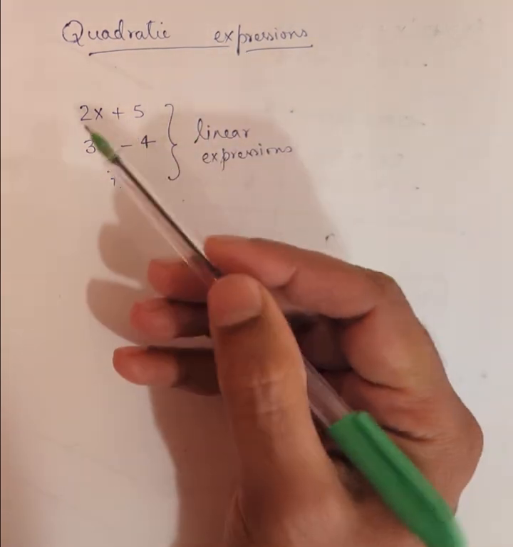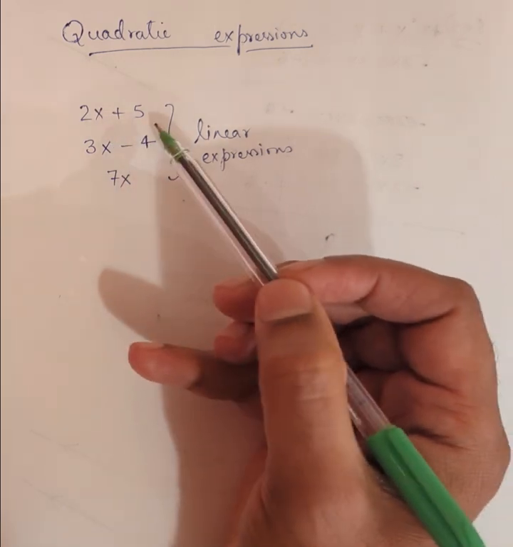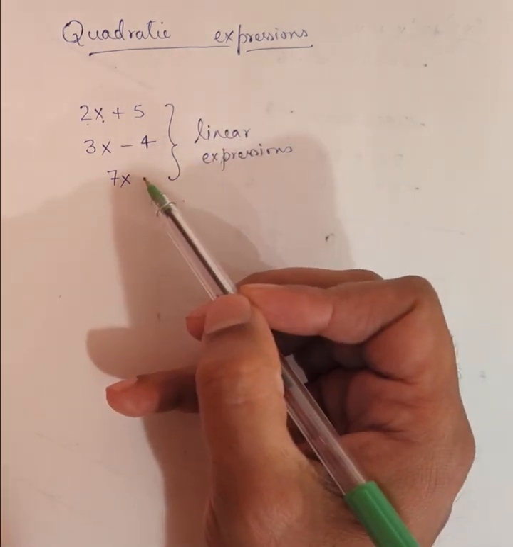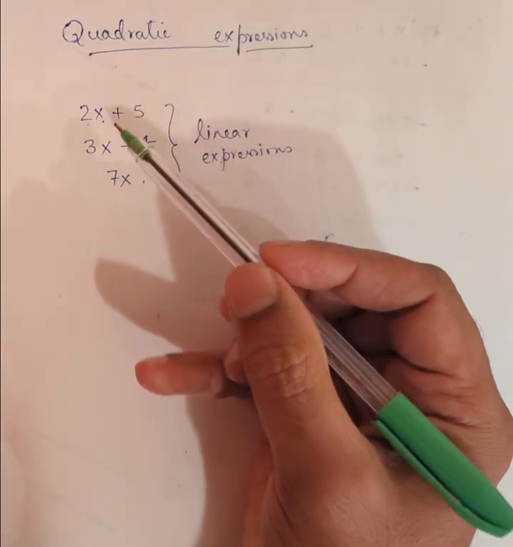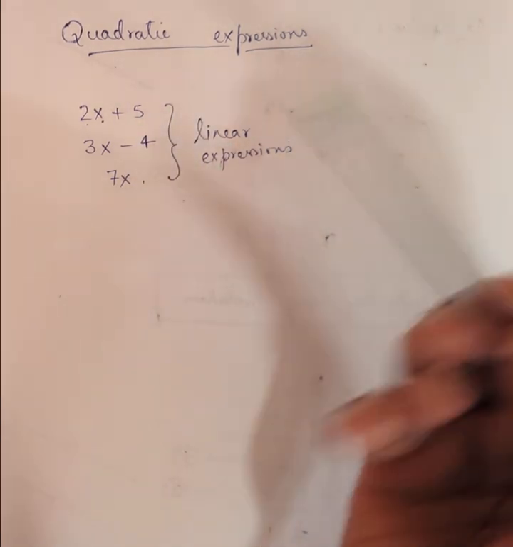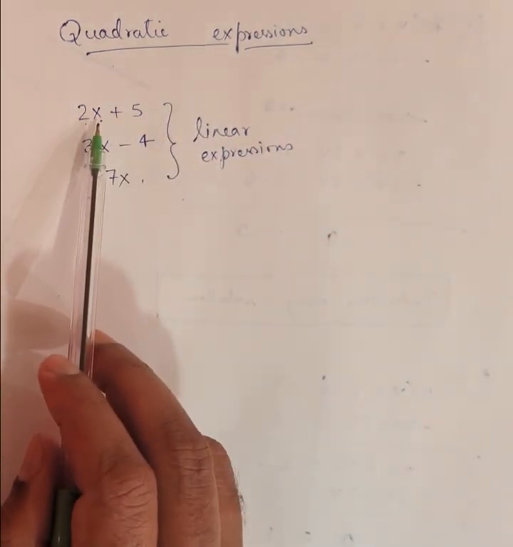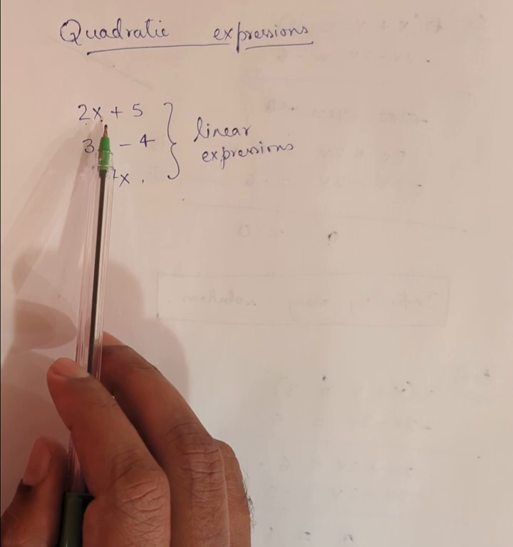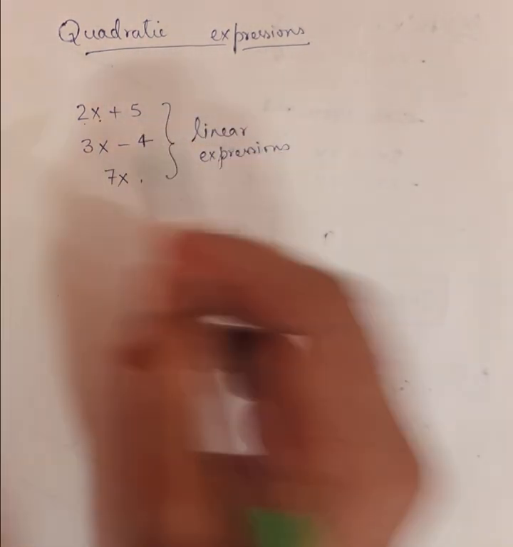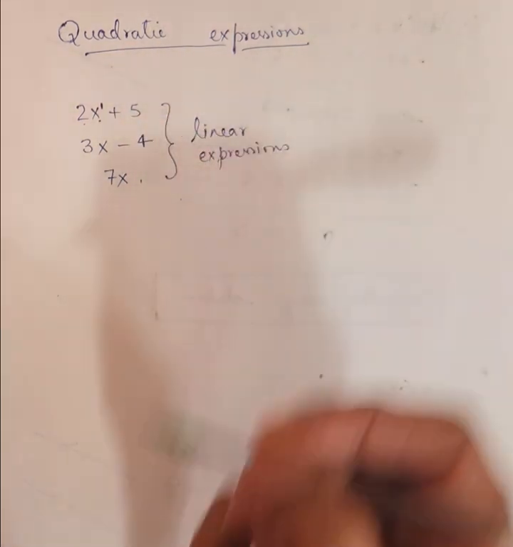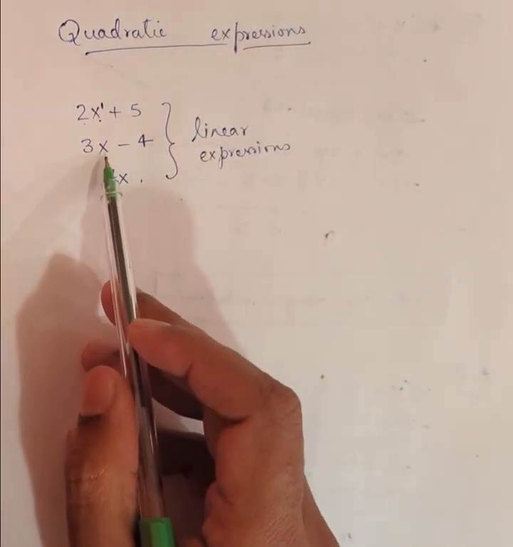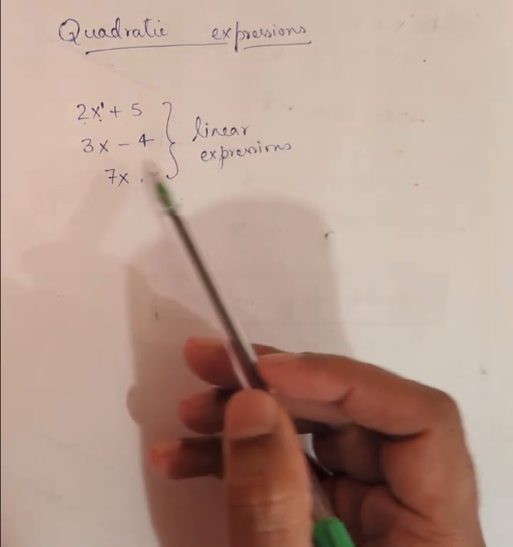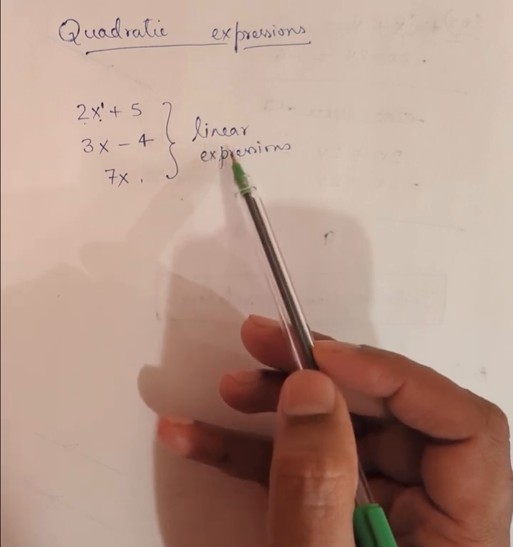When you graph them, if you write this as y equal to 2x plus 5, then this is in the form mx plus b. And sometimes the b is going to be 0. So, these are linear expressions precisely because the highest power of the variable x is 1. We don't normally write x power 1, but really 2x plus 5 is 2x to the 1 plus 5, and similarly 3x to the 1 minus 4, and 7x to the 1. So if the highest power is 1, then it's called a linear expression.